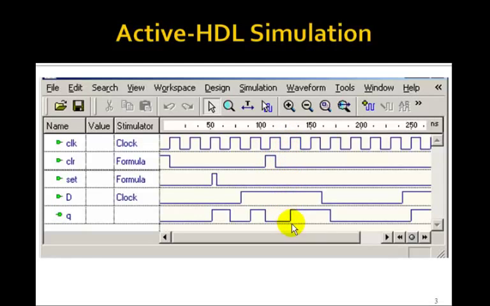In this case, Q goes to 1 again because now D is 1. On the next rising edge, D is still 1. So Q stays 1. On the next rising edge of the clock, D is 0, so Q goes back to 0. So this is the simulation for our D flip-flop with an asynchronous clear and an asynchronous set.